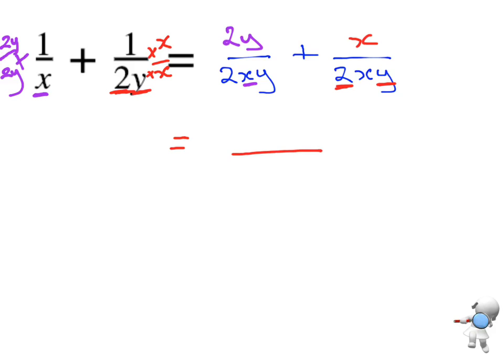Now that I've got the same denominator, I can leave that denominator alone, and I'm going to simply add the things on the top, 2y plus x. And that's the final answer.